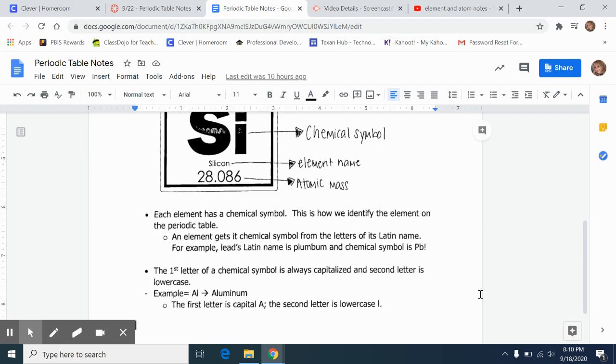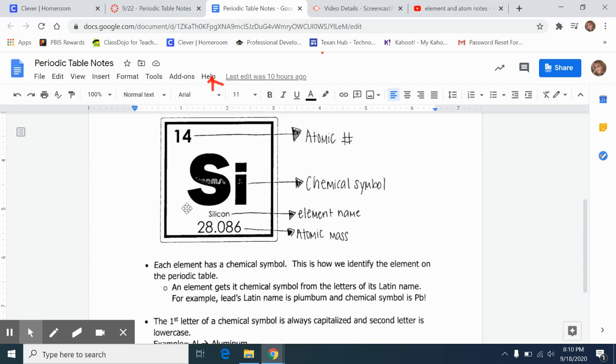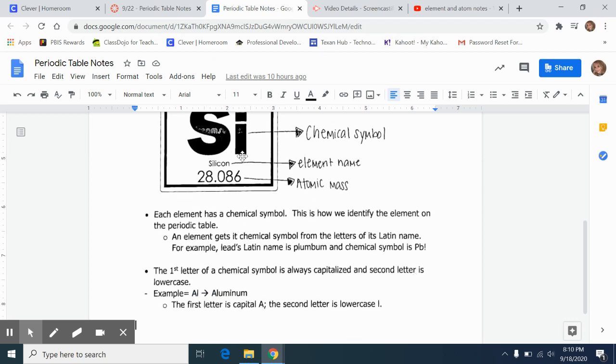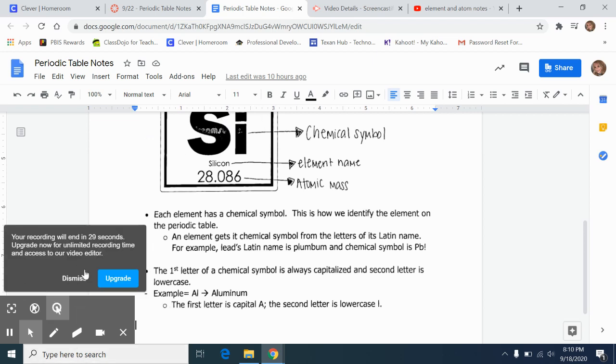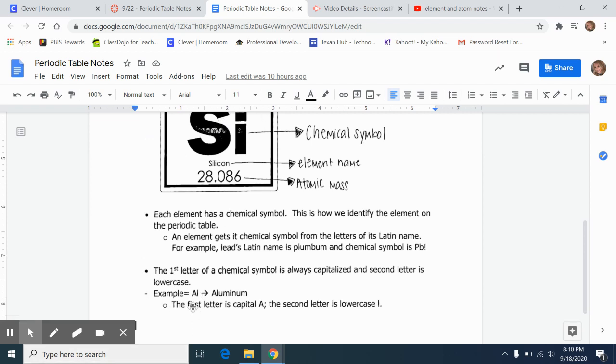Okay, last thing. The first letter of a chemical symbol is always capitalized, as you can see up here with silicon. And then the second letter is always lowercase. So this makes sense whenever you have something like Si, but it can get really confusing when you're looking at an element like aluminum. This kind of looks like it's capital A, capital I. But you have to use your knowledge of chemical symbols to realize that this is actually capital A, lowercase l.